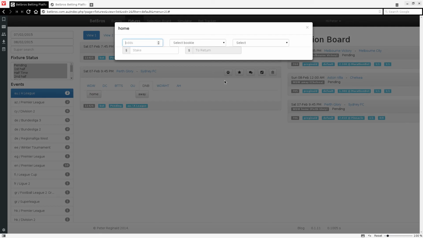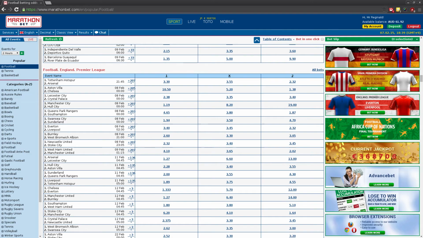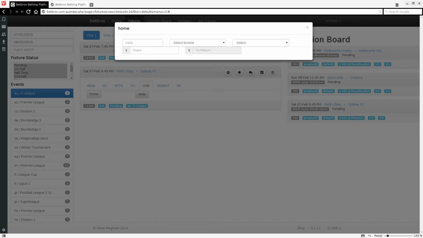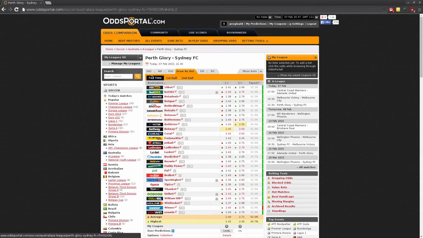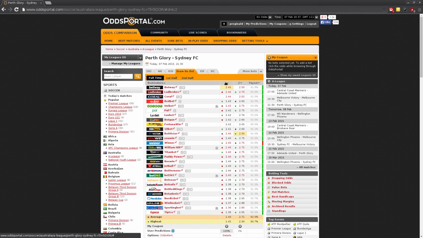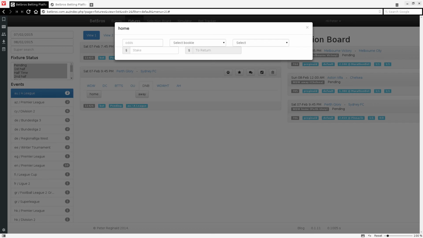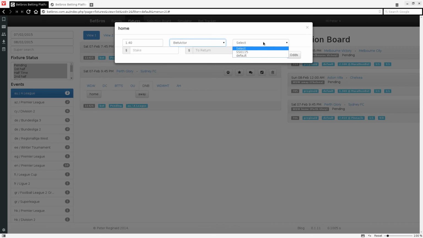Now what is a draw no bet with Odds Portal? Oh, no, that's not the right window. Where is the window gone? Here. Draw no bet, what's the highest one? Jeez, Betway. No, I don't have an account with Betway. Bet Victor I have an account with. 1.40. Alright, so Bet Victor 1.40.